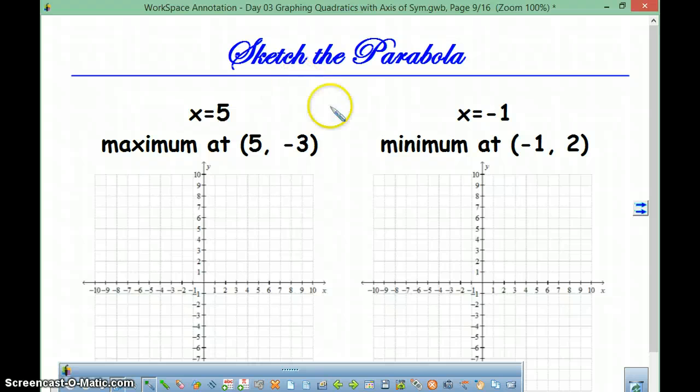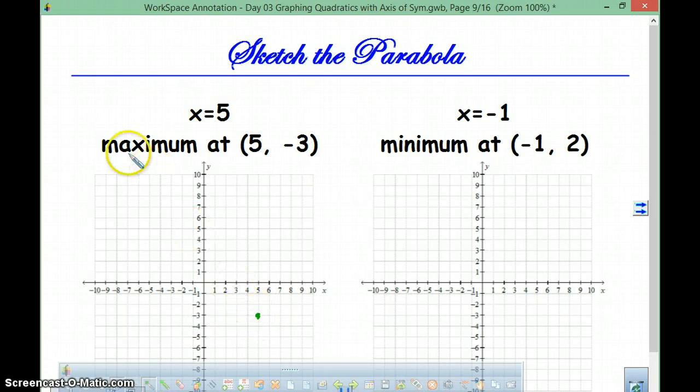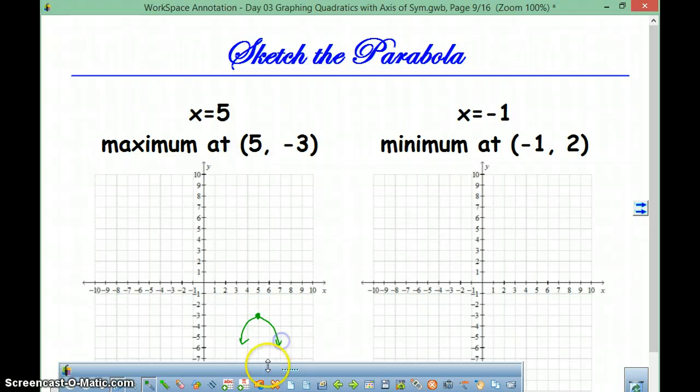All right, let's sketch some parabolas. We're not doing exact graphs, we're just doing sketches. Here's something that will help. Here's the vertex. The vertex is 5, -3. It's a maximum. If it's a maximum, that means that the parabola is going to open down like this. This is the line of symmetry. The line of symmetry is right here at x equals -5.